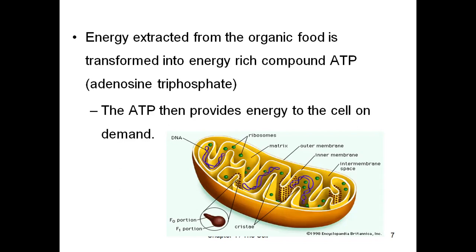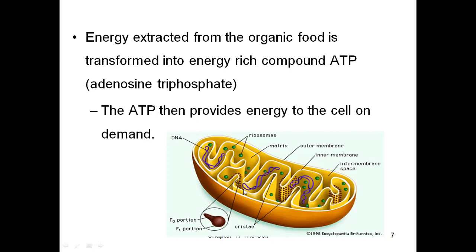Now look here, this is the matrix, where the ribosomes and the DNA are present. Take a screenshot of this slide because this is a very good diagram of mitochondria. These are the stock particles. They have an attachment point and a knob. Look here, the F0 portion and F1 portion. This is the attachment point and this is the knob of the stock particles.